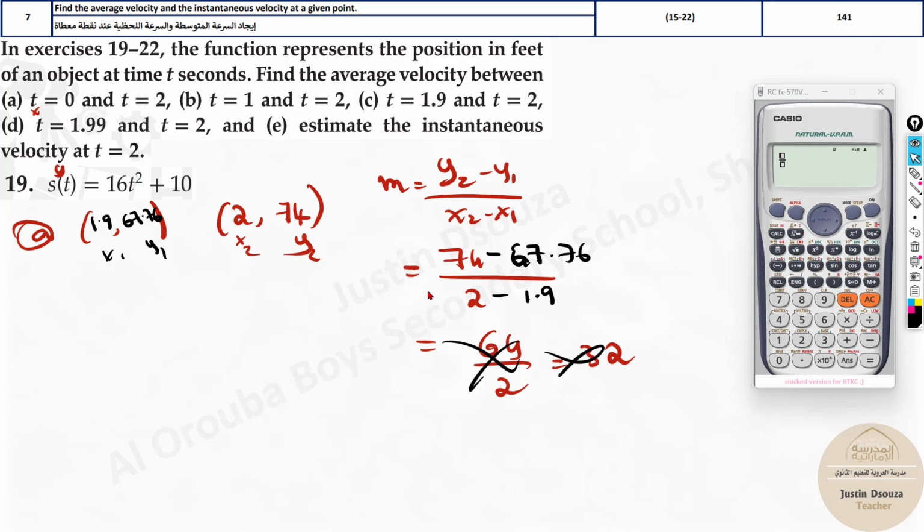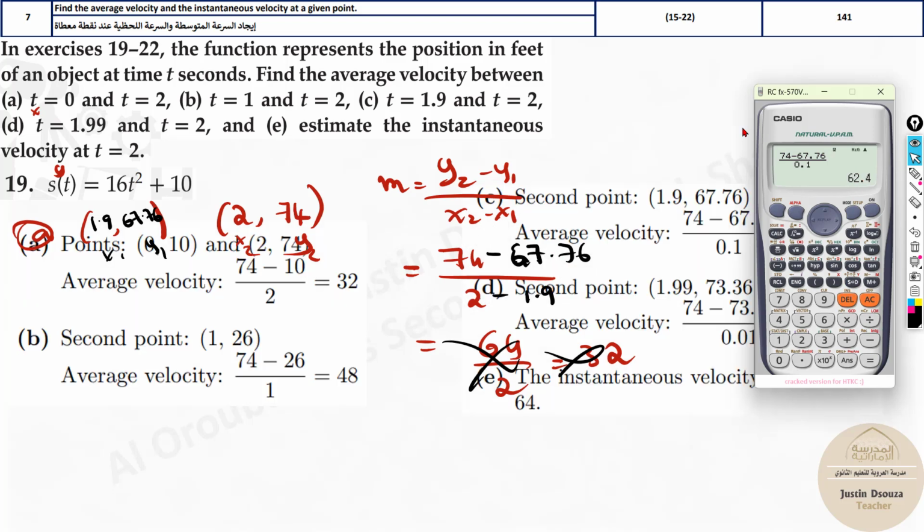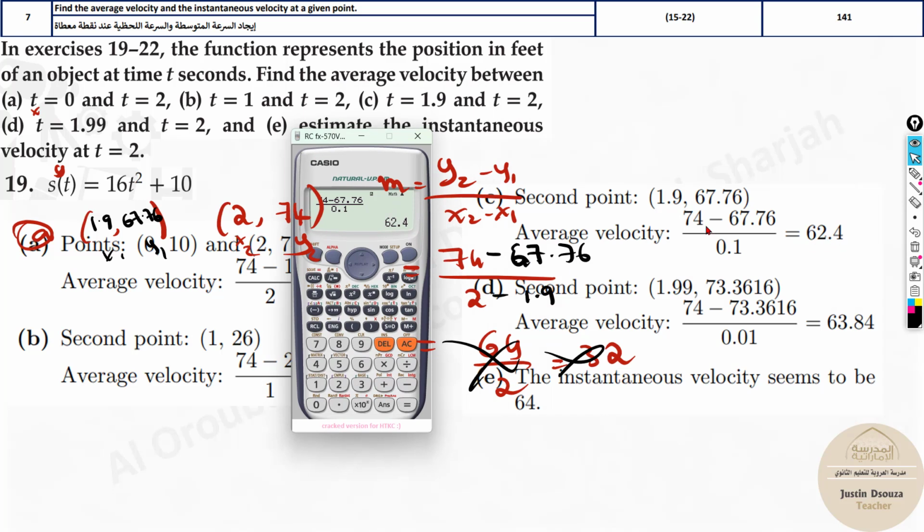So we will substitute the values here. 74 minus 67.76 divided by 0.1. I'm getting very sloppy. 0.1, it's 2 minus 1.9 is 0.1. The answer is 62.4. So you can see here the C answer is 62.4.